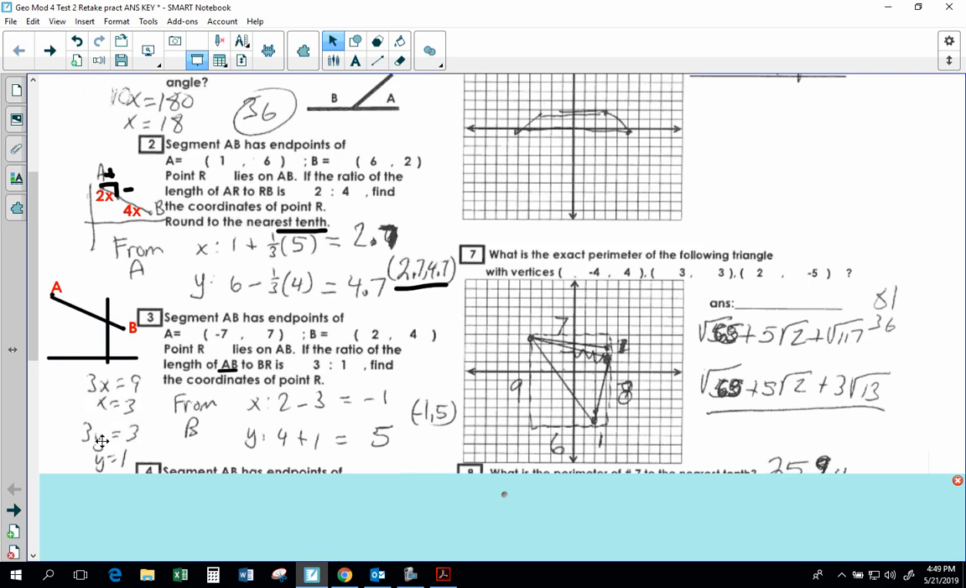Okay? And 3y equals 3. 7 minus 4 is 3, so 3y equals 3. Y equals 1. Every time I go up 1 from the B, or if I went down 1 from the A, that'd be 1 part. I'm going down, 1x going down.